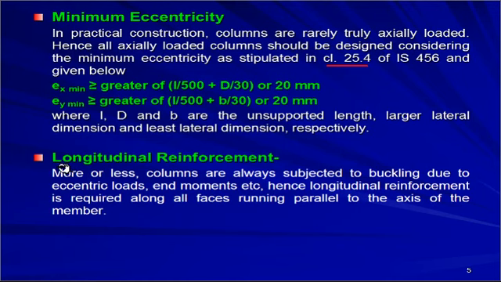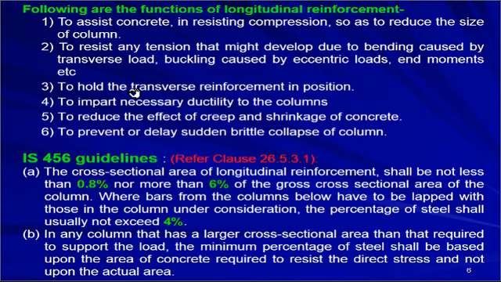Now there are two types of reinforcement in a column. One is longitudinal reinforcement and the second is transverse reinforcement. Why is longitudinal reinforcement necessary? Columns are more or less always subjected to buckling due to eccentric loads and end moments, and hence longitudinal reinforcement is required along all faces running parallel to the axis of the member. That means this is the reinforcement provided along the length of the column.